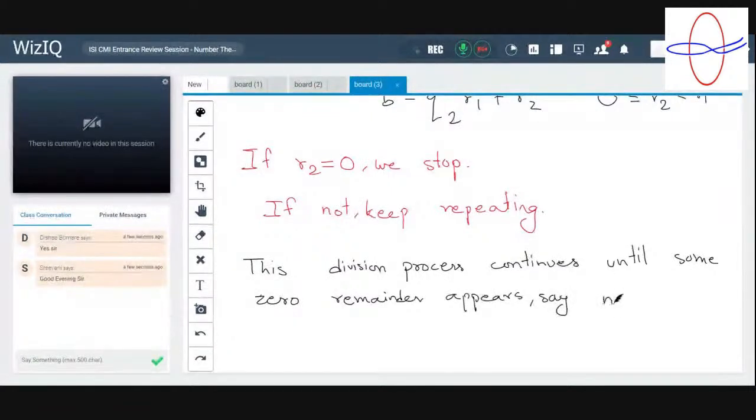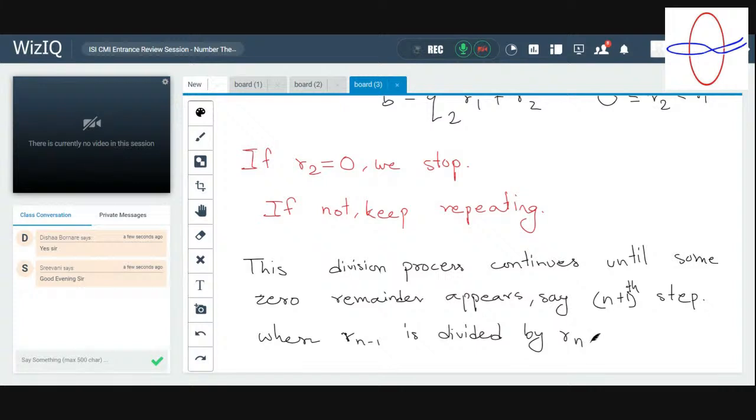Suppose at the n plus 1th step. So at the n plus 1th step, what would be the equation that you obtain? It would be something like R(n-1) is equal to Q(n+1) times Rn plus 0. So that is the equation you are looking for. Then at that stage, R(n-1) is divided by Rn, and you are supposing that at this stage you get a 0 remainder.